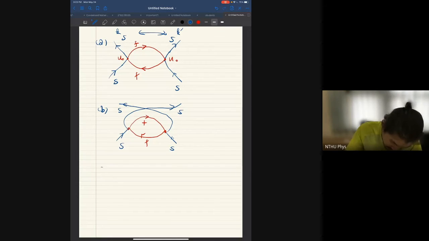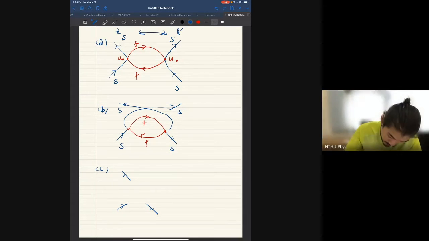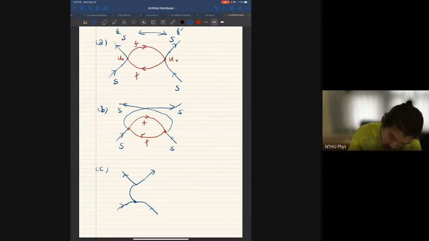And then there's a third one, which is also 2 in, 2 out, right? But you draw it in a different way, where the fast mode is connected vertically. So 2 in, 2 out. So this is the fast mode. This is slow, slow, slow, slow.